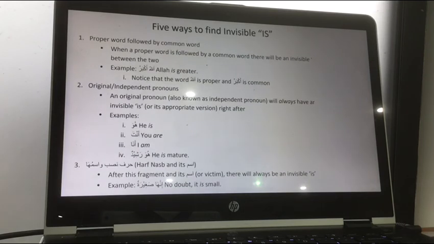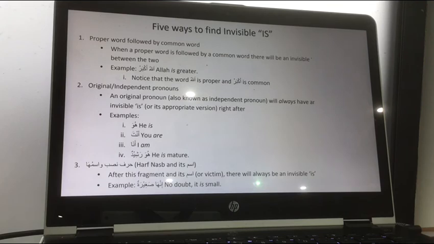These are the 5 ways to find. The first thing: when you find two words sitting beside each other, the first one is a proper word, and the second one, right after it, is a common word, then you put an "is" between them. Just like that, Allahu Akbar.